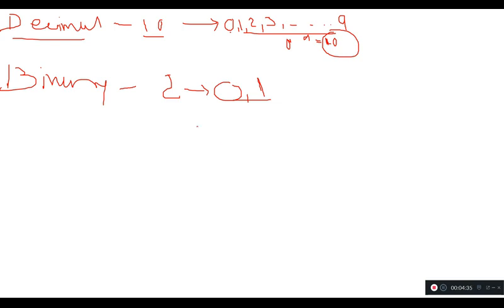The third one is the octal number system. Octal is for 8, and the values are 0, 1, 2, 3 up to 7, that is, 0 to 7.